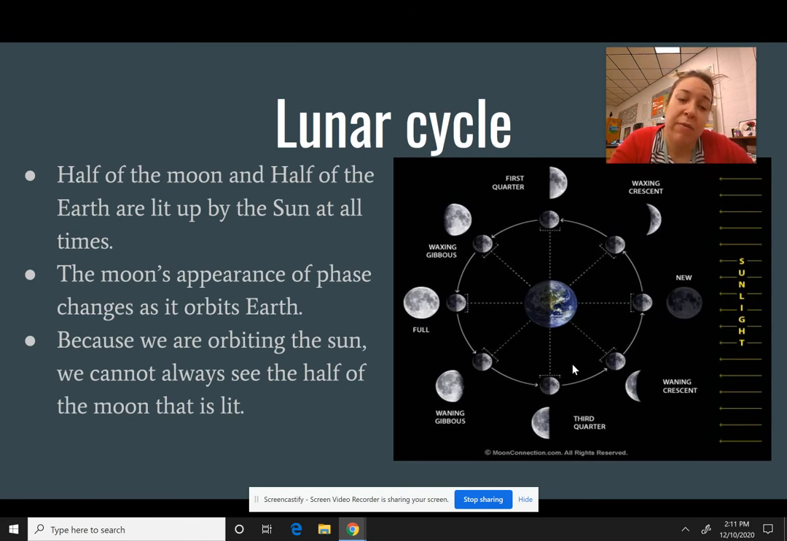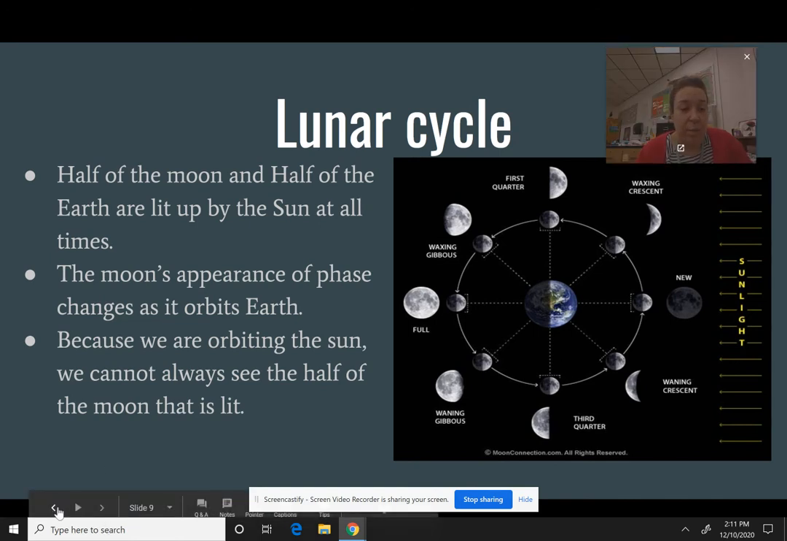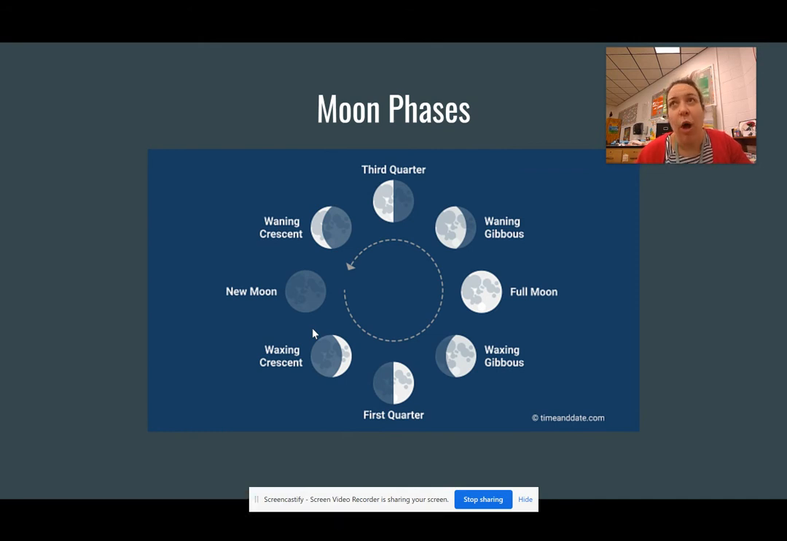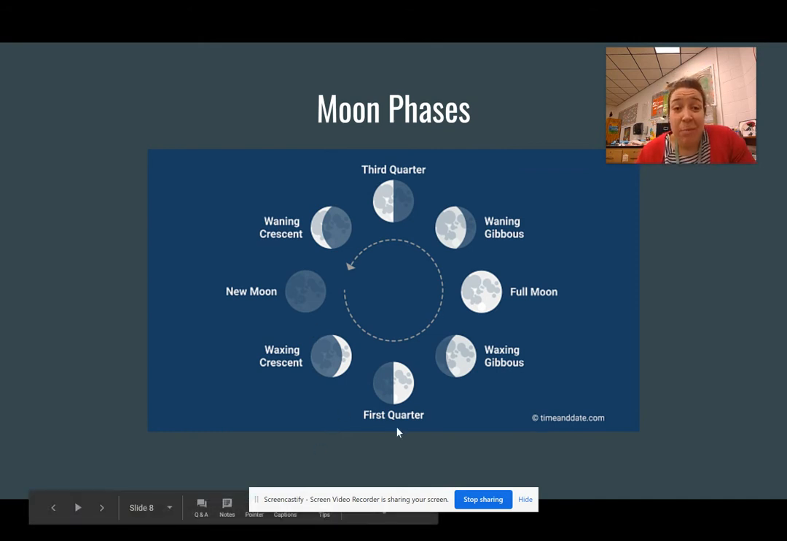The moon's appearance or phase changes as it orbits Earth because we're orbiting the sun. We cannot always see the half of the moon that is lit. So basically, because we're moving and it's blocking out part of the moon, we aren't able to see the moon sometimes. Does that mean it's gone and it's not there? No, it just means that it's not lit up by the sun. So if you've ever looked up and seen that new moon, it's not because the moon disappeared, which I'm sure you're all well aware of. It's just because it's not lit up by the sun.